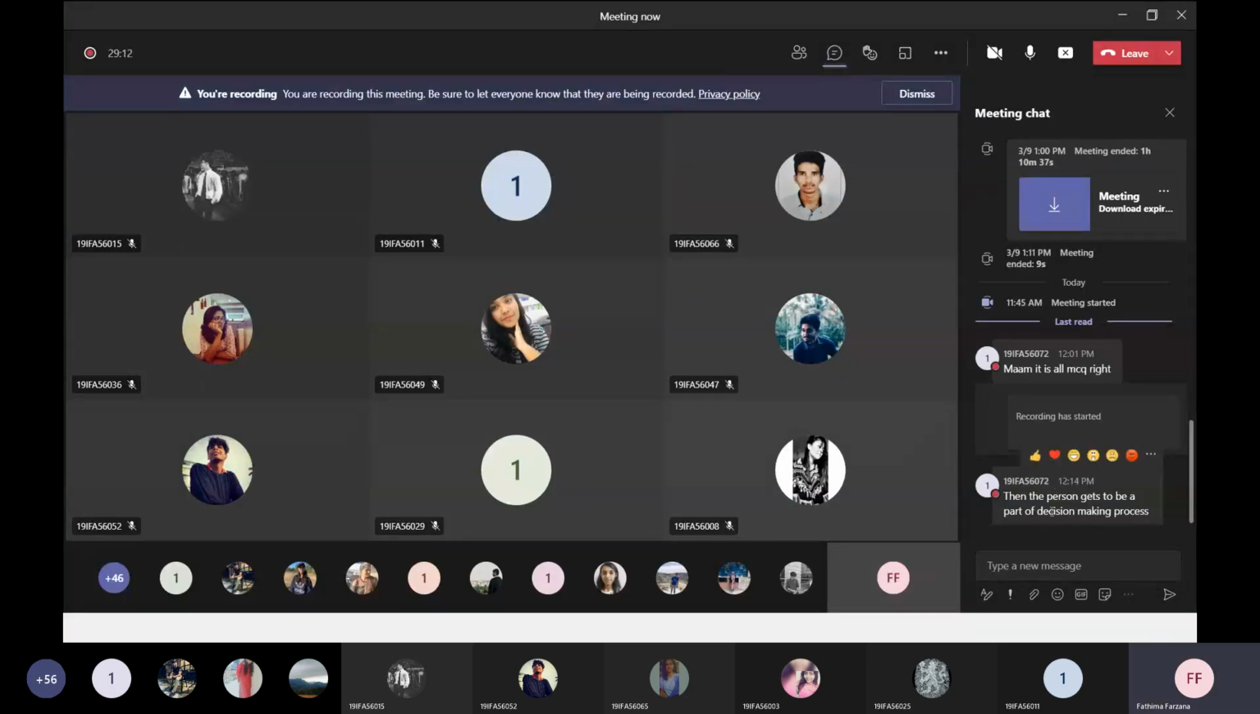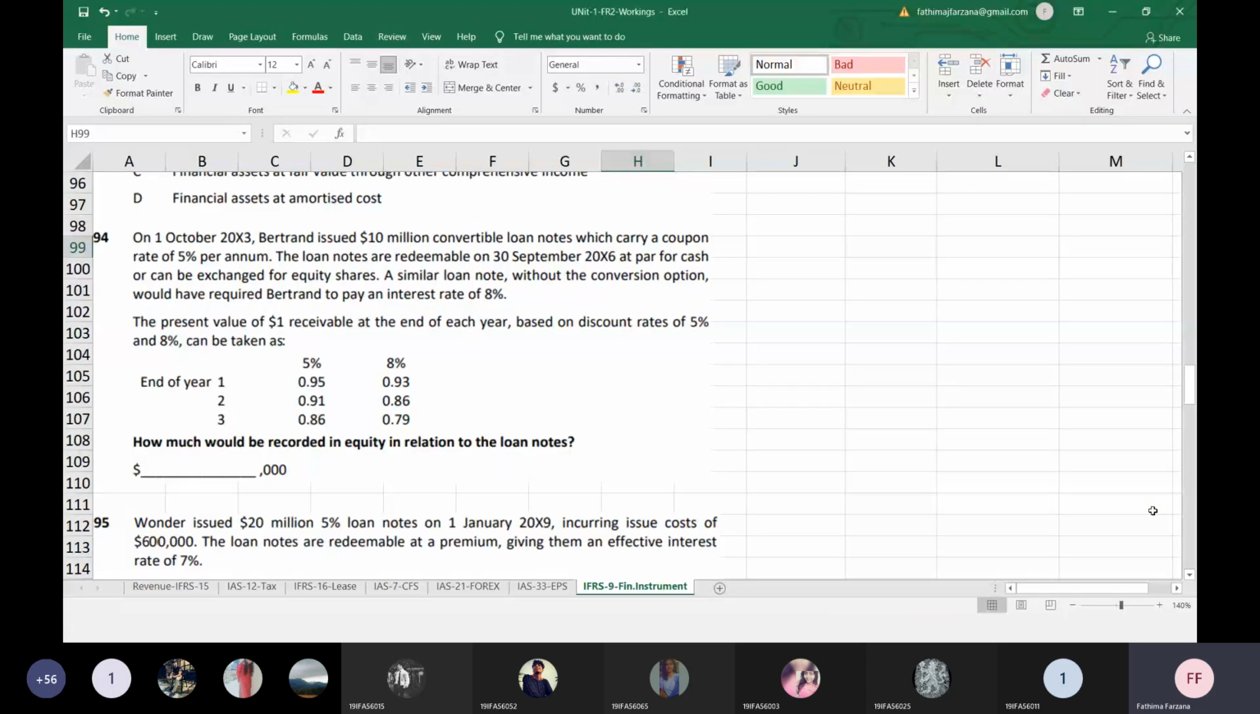Roll number 72. Then the person gets to be a part of the decision making process. Some may have a power crunch. That's the reason they may go there. But a logical reason could be that later, after some years, I can get it converted to equity and sell it at the market price if the equity is going at a higher rate, which will double or triple my profit. So, foreseeing capital appreciation, they are accepting this lower interest rate.